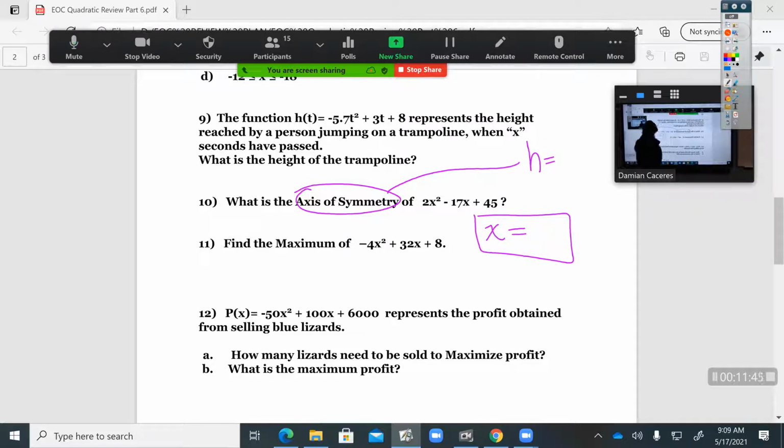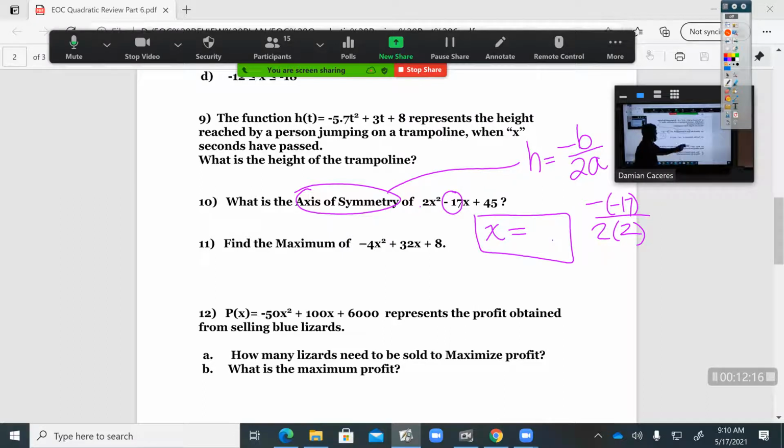How do you find h? Negative b divided by 2 times a. So because they're asking for the axis of symmetry, that's all I have to do. Negative b over 2 times a. B is negative 17, and a is positive 2. Now you just solve that in the calculator. Whatever you get as your answer goes here in the box, and that's your axis of symmetry equation.